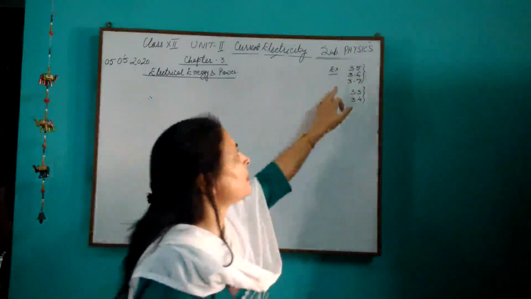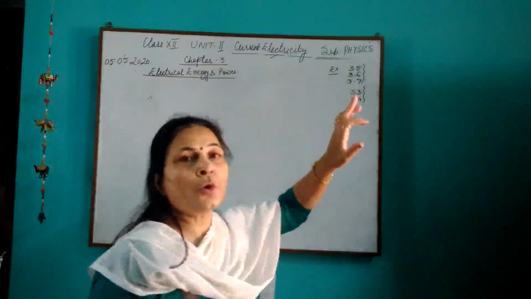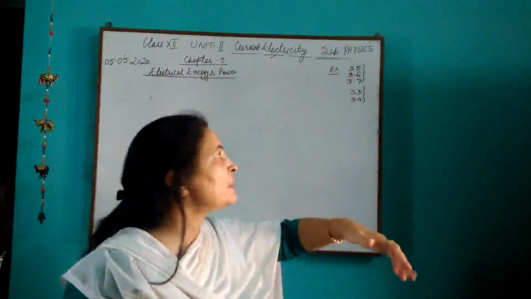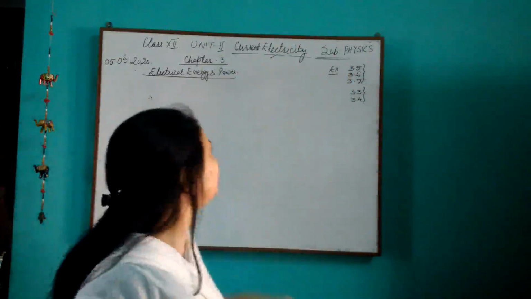book. These are the unsolved exercises. There are two solved examples also. First you can do those, and after that you can try attempting these three questions.